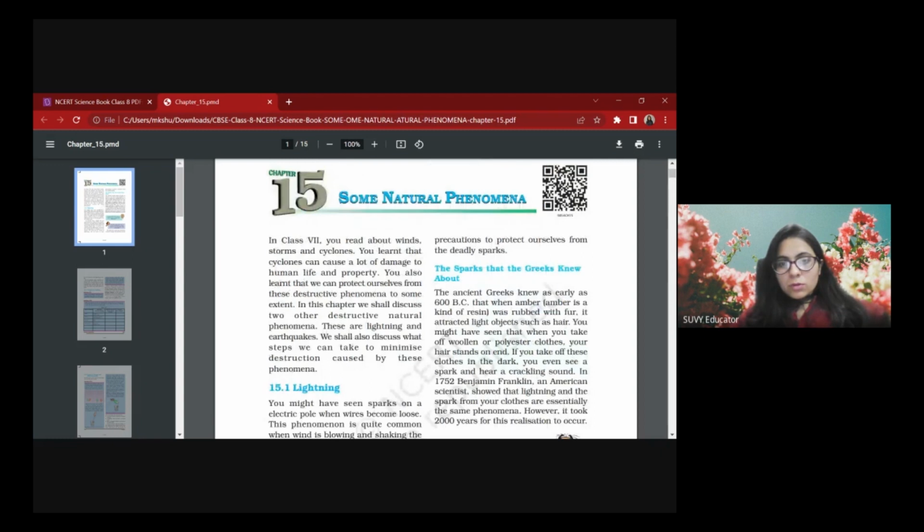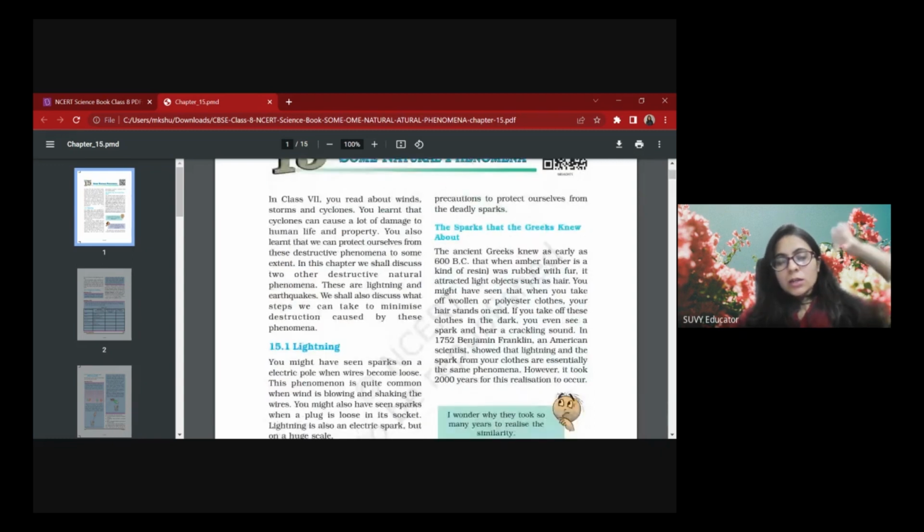Lightning can be harmful sometimes, but not every time. When it is on a very small scale, it is not harmful for anyone, but sometimes it can become harmful.